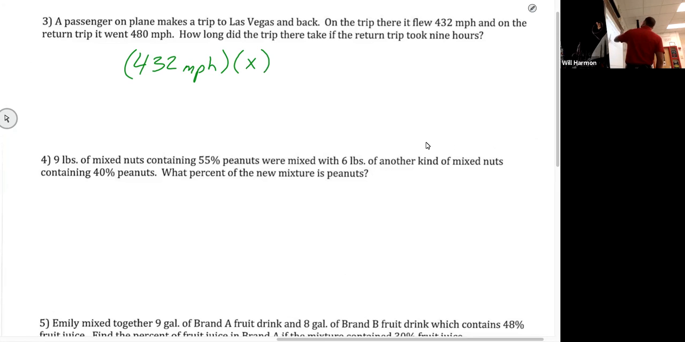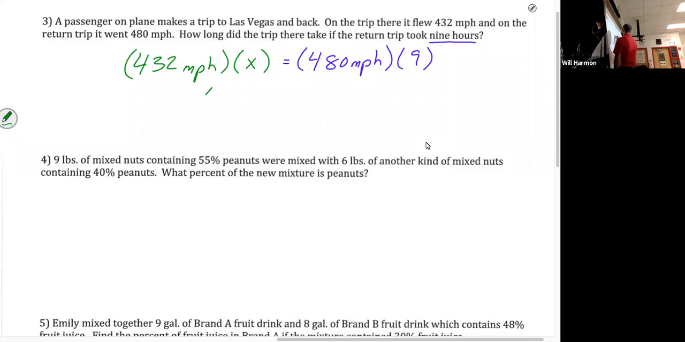All right? And then it says on the return trip, we were going 480 miles per hour, and it took us 9 hours. Right? And we know the distances have to be the same, because we're going there and back. So how would I solve this?